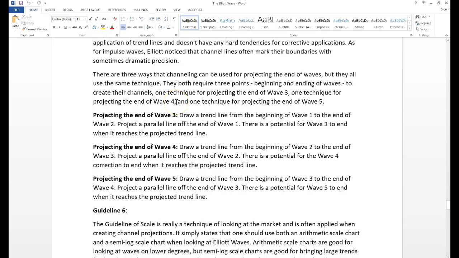There are 3 ways that channeling can be used for projecting the end of waves, but they all use the same technique. They require 3 points, the beginning and end of waves: one for projecting the end of wave 3, one for projecting the end of wave 4, and one for wave 5.